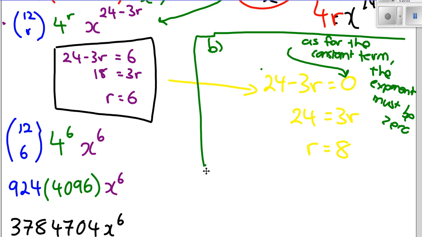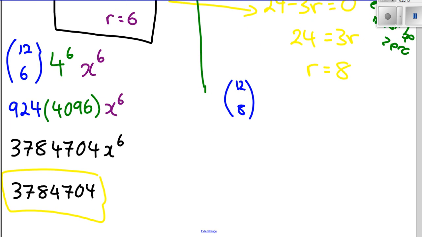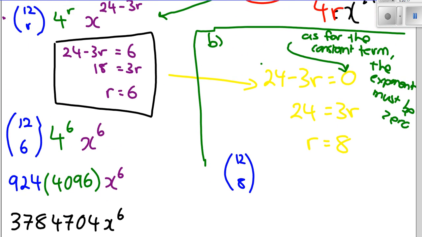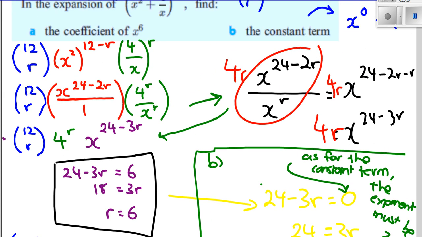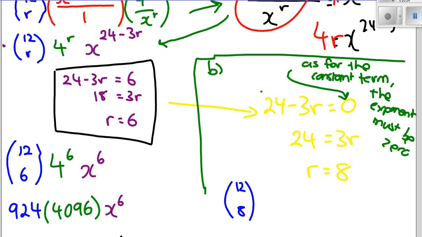So we know it's 12C8. So we're going to need to calculate using our nCr, 12C8. And then we can go back to here and just work it out from here: x squared, 12 minus r, 4 over x and everything. Or if you trust what you've done here, then you can just sub it straight into there.